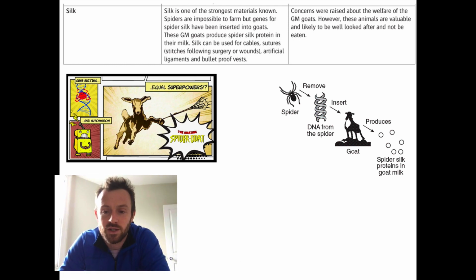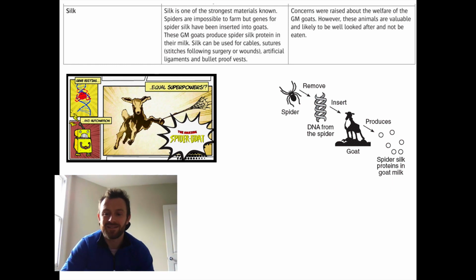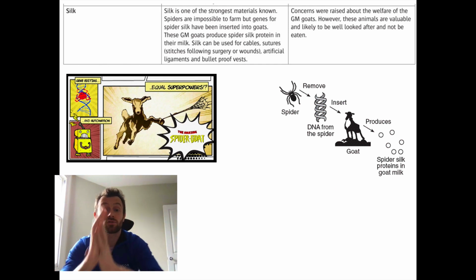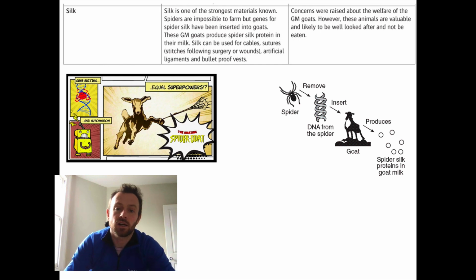What we're trying to do is get goats to produce silk proteins, spider silk proteins in their milk, and then we can extract those proteins and spin, not webs, but fibers of spider silk. And spider silk is phenomenally strong, so we could use it for cables, for stitches, artificial ligaments, bulletproof vests, and stuff like that. There has been concern about the welfare of the goats.